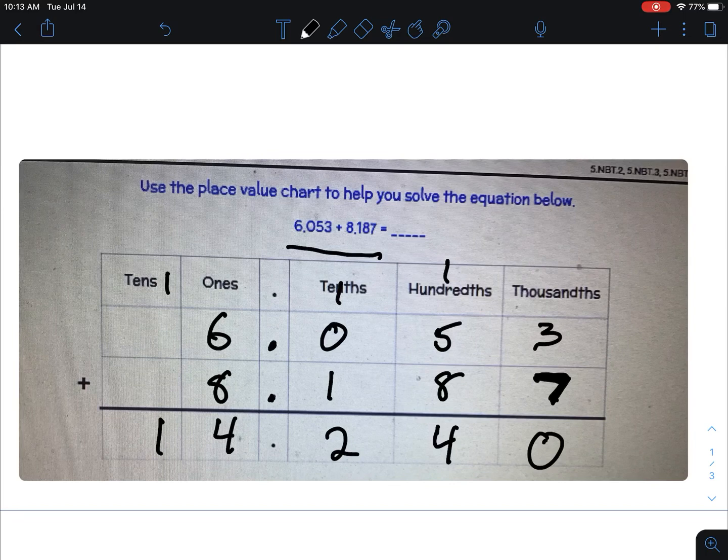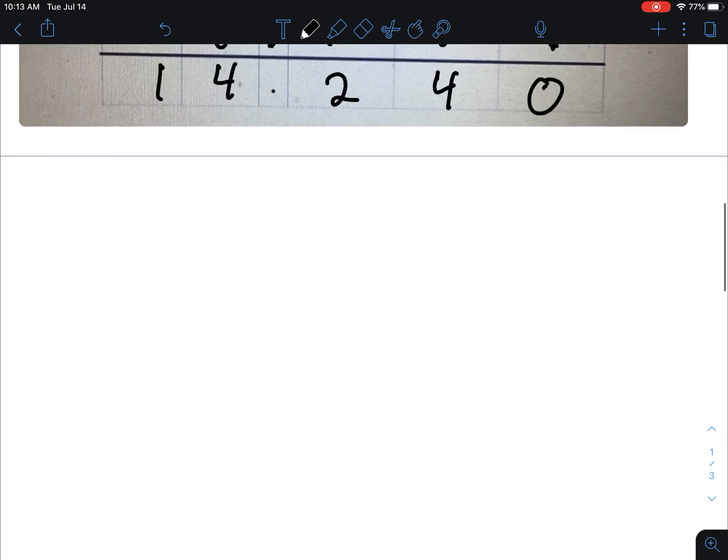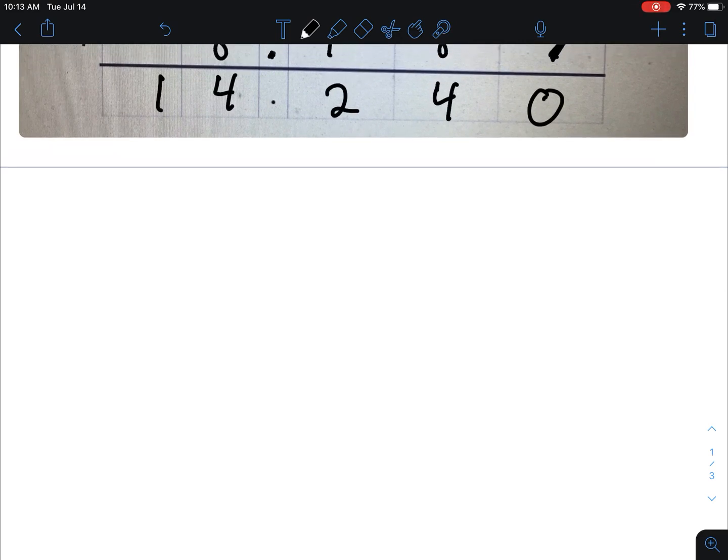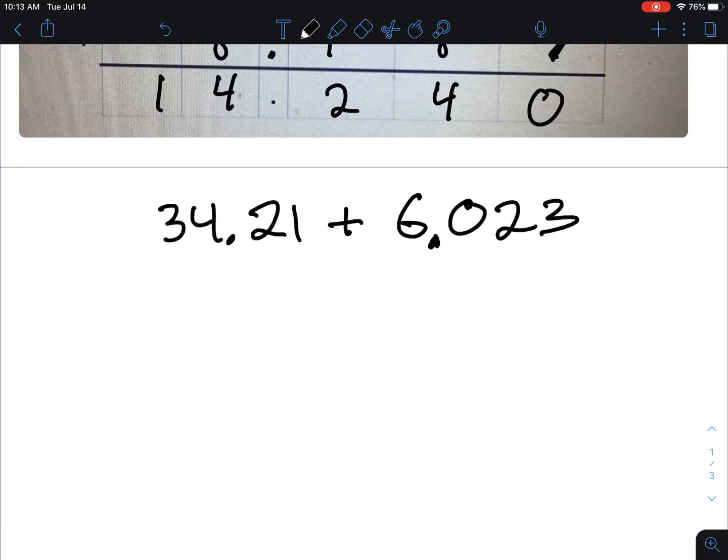Again, feel free to use the place value chart, especially if it helps you make sure the numbers are stacked correctly or organized, or you can just line up by the decimal points. Remember that? So I'm just going to give you one problem to try on your own, and hopefully you'll get it. So let's do 34 and 21 hundredths plus let's do 6 and 23 thousandths.